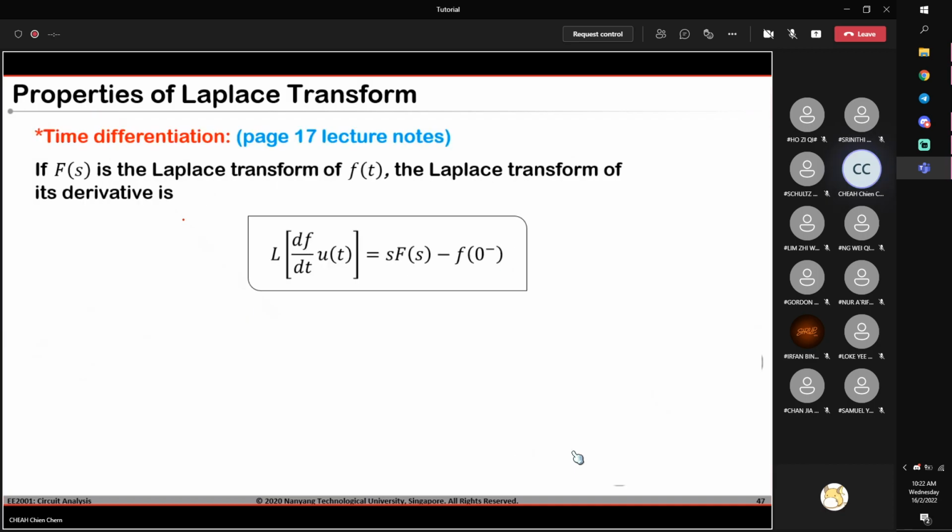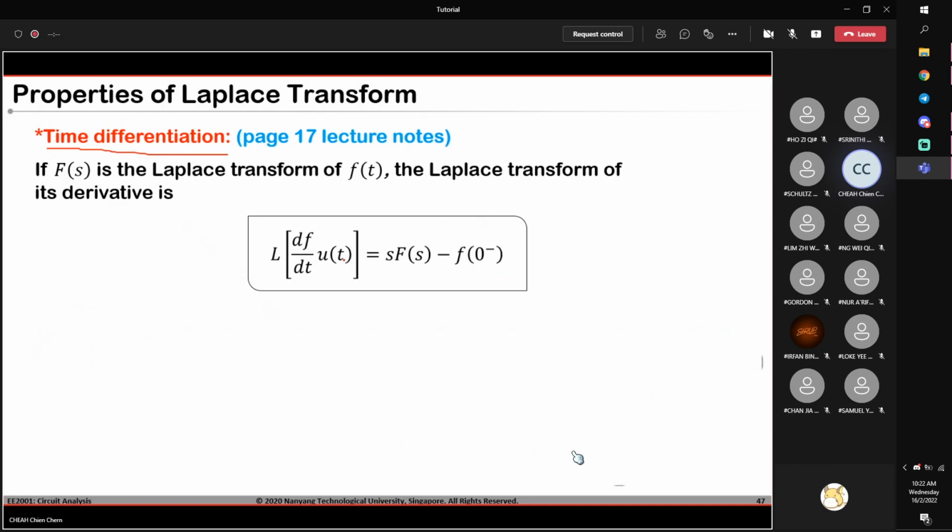Okay, the other most important property is actually time differentiation. I'll go through this proof, but actually you need not remember it. Just understand how this is derived. That means that I'm trying to derive this. But as I said, this will be available in the table. In the tables, you can just use this property.